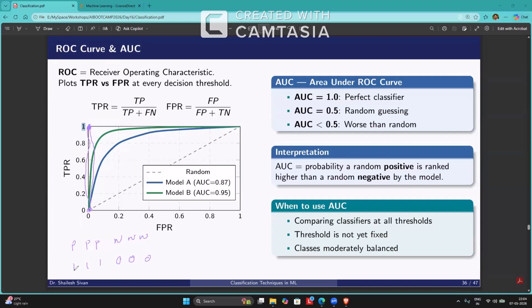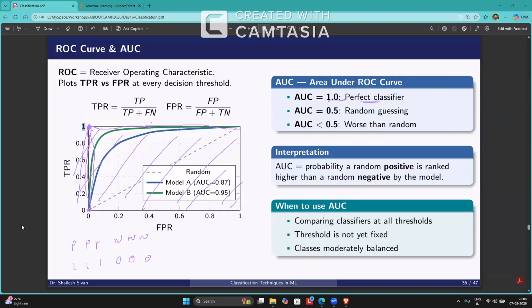If the classifier is predicting all positive samples with a probability of 1 and all negative samples with a probability of 0, then whatever threshold you take, the point will be here, because the TPR is 1 and FPR is 0. So you will get a curve like this. That means your AUC is 1, and it is a perfect classifier, because the area under this curve is 1 unit into 1 unit.